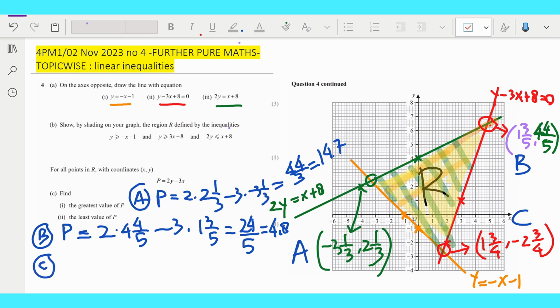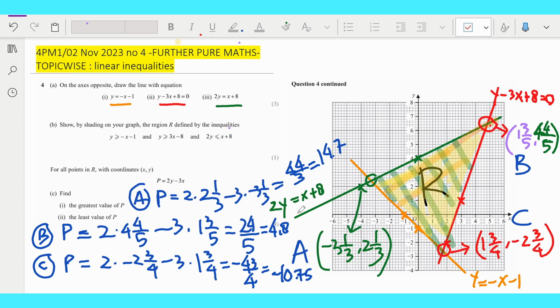The last one is C. So for C we have P equals 2 times the coordinate y, which is negative 2 3/4, minus 3 times the x part, which is 1/3. Plug into the calculator. Let's check the answer, guys. It equals negative 43 over 4, which is approximately negative 10.75. So now we have to find the max and min.